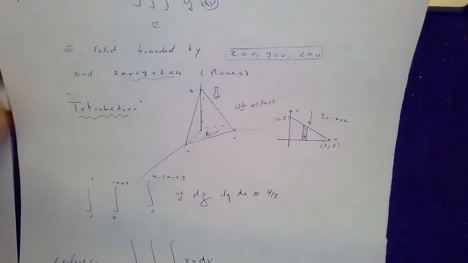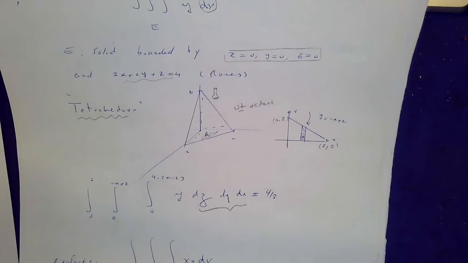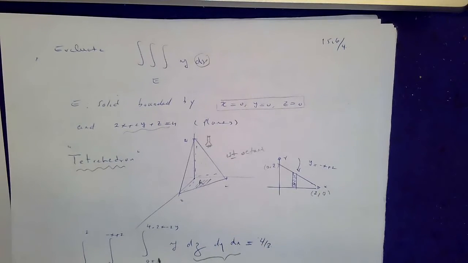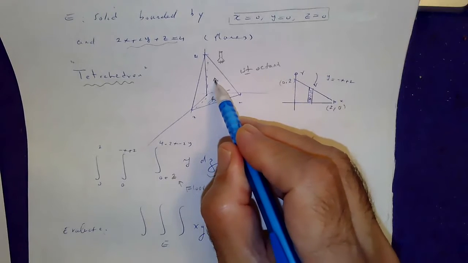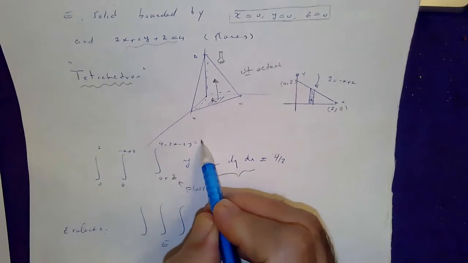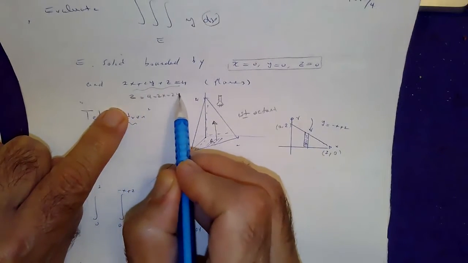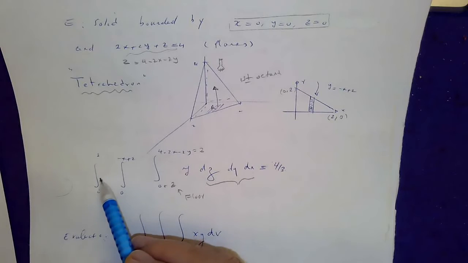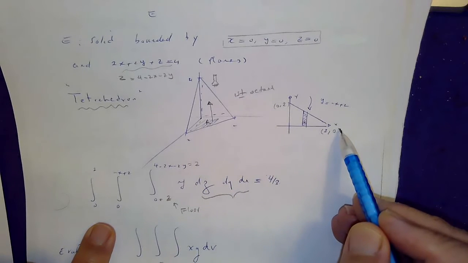Suppose I went with this setup, dz, dy, dx. So z goes from the bottom surface, so that would be z is equal to 0, which happens to be the floor, till it hits the four-sided pyramid, which is z is equal to, solving this for z, 4 minus 2x minus 2y. However, when it comes to the limits of the last two, as you go from right to left, you've got to draw this region on the x and y plane.